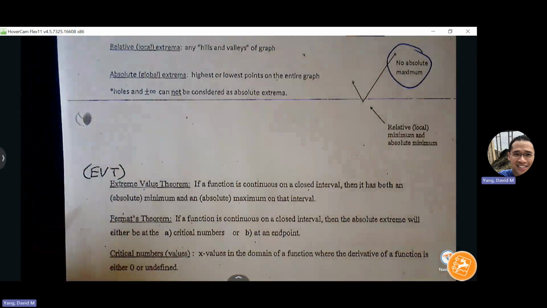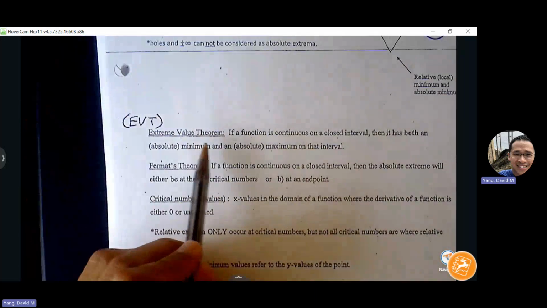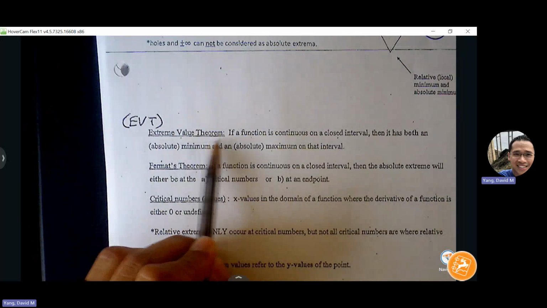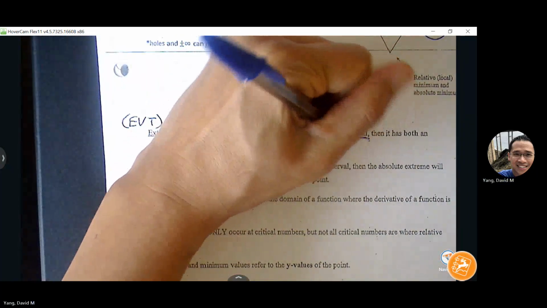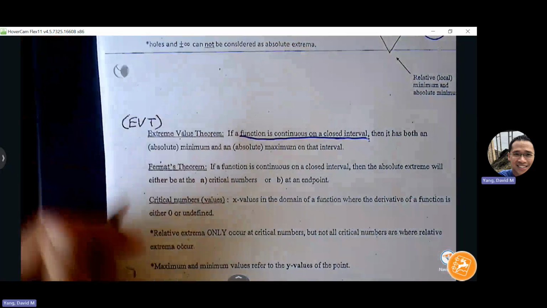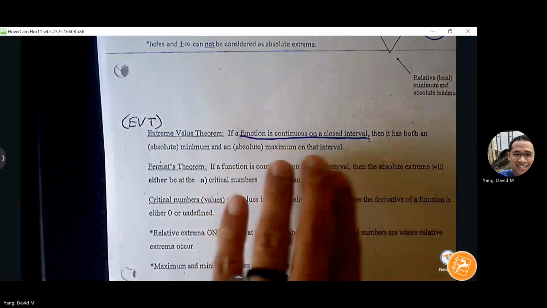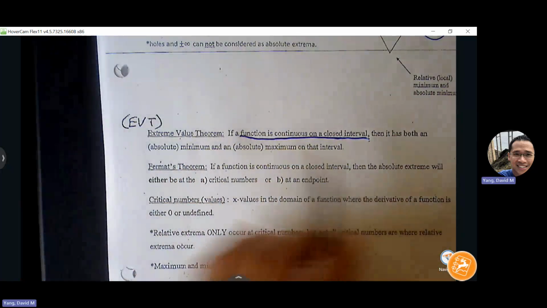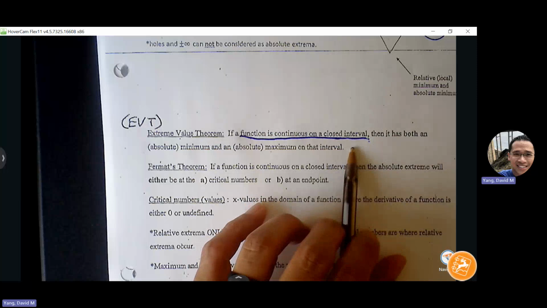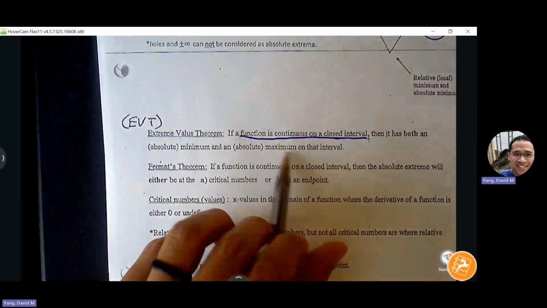Okay, so I'll go over this in more detail on the next page, but here's a brief introduction. The Extreme Value Theorem says that if a function is continuous on a closed interval, so we're going to talk about conditions for theorems. And remember, we've been using IVT, and the condition for IVT is continuous on a closed interval. Every theorem from here on out, there's always that condition of continuity. So if my function is continuous, then it's guaranteed to have both an absolute minimum and an absolute maximum on that interval.